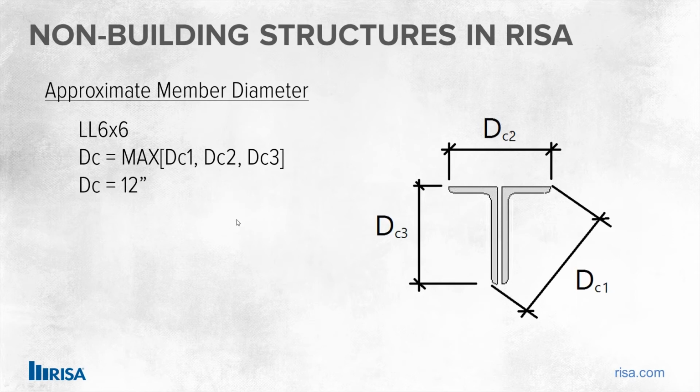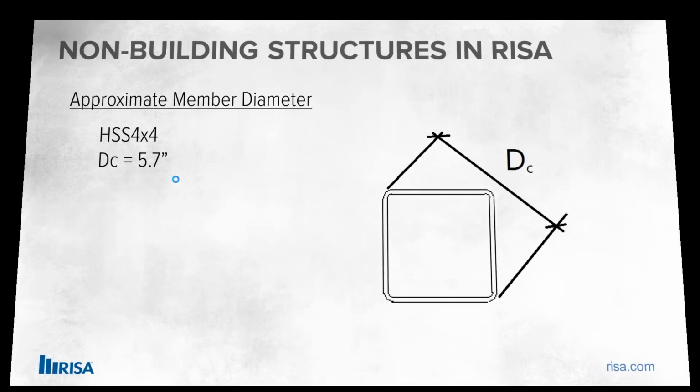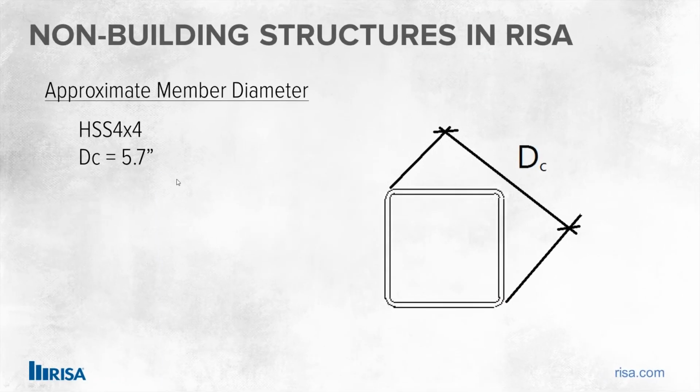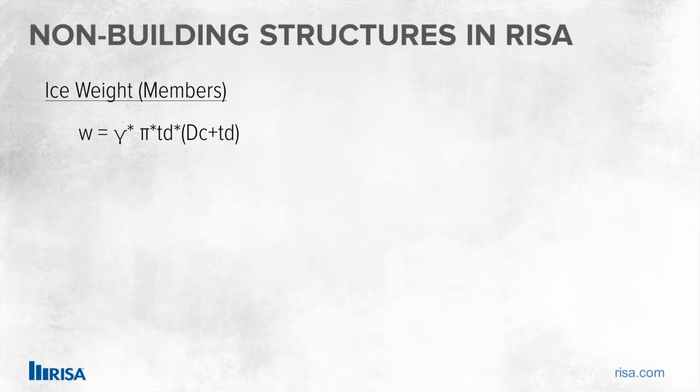And so in this case, actually our controlling value ends up being the 6 inch plus 6 inch equals 12 inches on here. And then for the tube, for a square tube, it's just going to be diagonally right across here. That'll be our maximum diameter. That ends up being 5.7 inches. So what I can do now is use this formula right out of the ASCE 7 to calculate what the weight of the ice on the members would be.